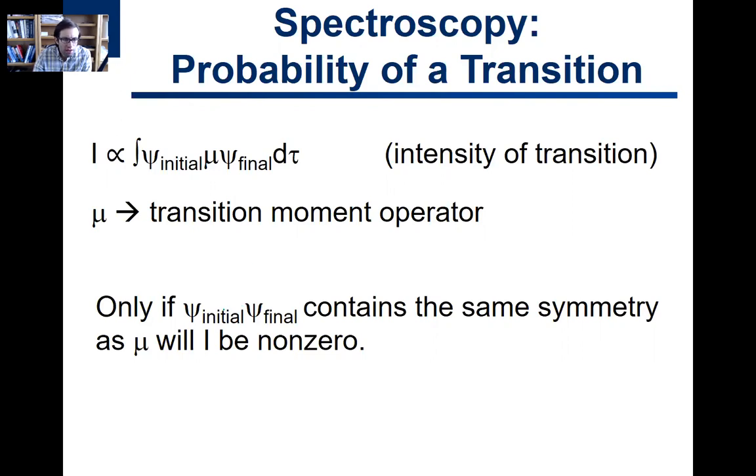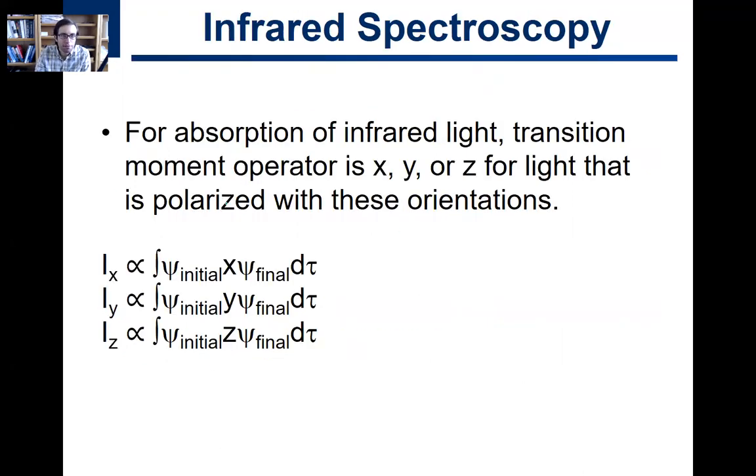So we can now say, just by analogy to the previous slide, that only if psi initial times psi final, the product of that, is the same symmetry as, or contains the same symmetry as, the transition moment operator mu, only then will the intensity of the peak be non-zero. And what is the transition moment operator? For infrared spectroscopy, if you're talking about absorption of infrared light, the transition moment operator is x, y, or z. So it's an x vector, a y vector, or a z vector.